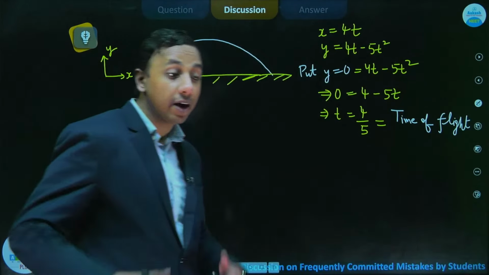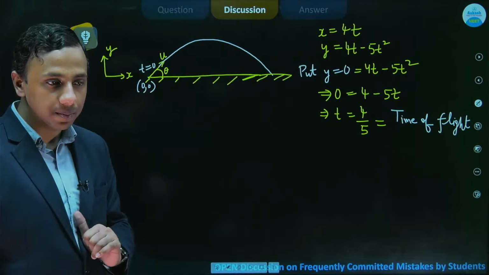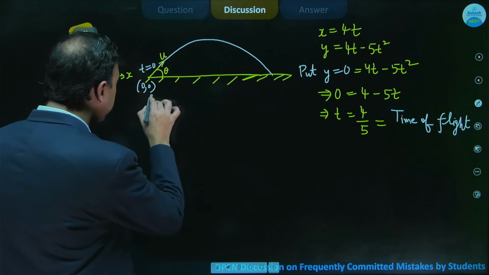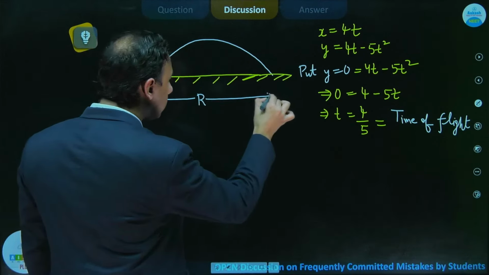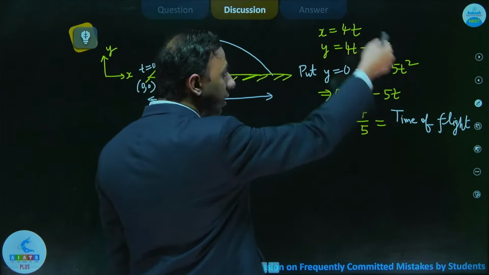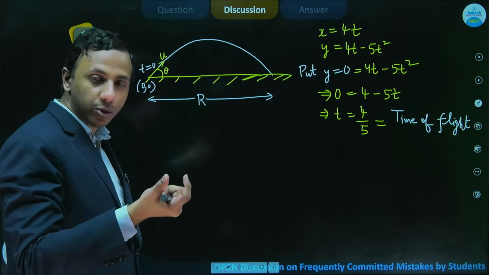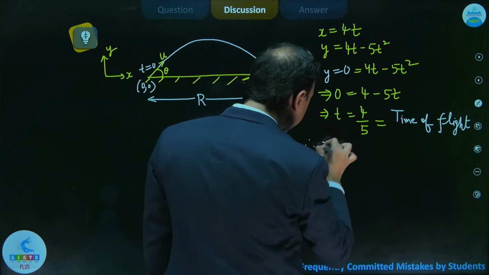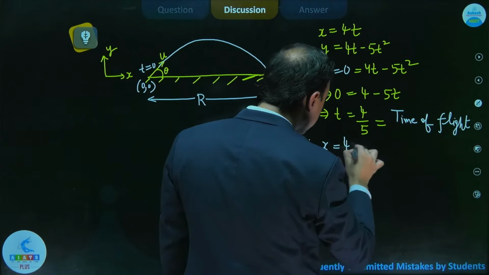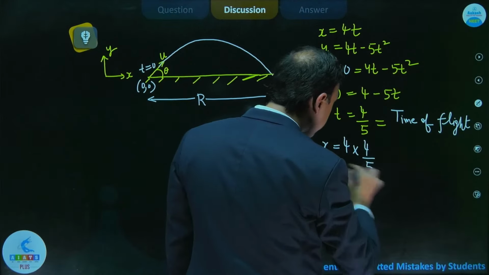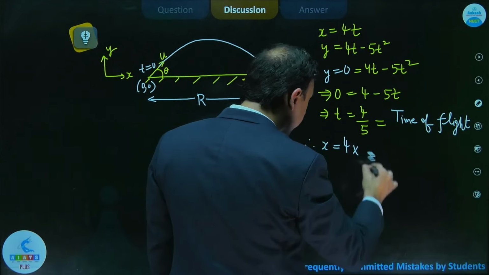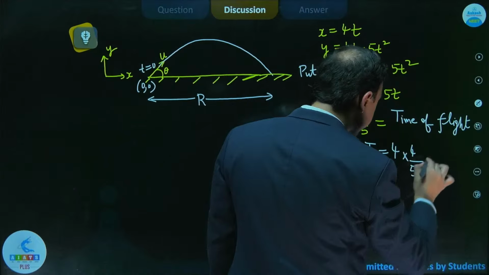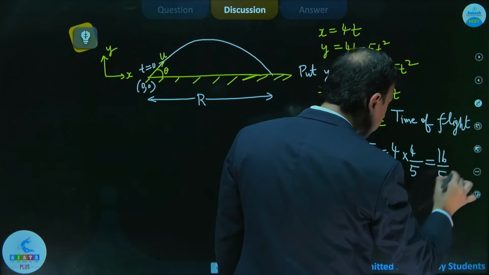So in the question, if they had asked to find the time of flight, you could have done it using the simple method. Now, how do we find the range? Because we are supposed to find the range, weren't we? This range. So what will the range be? You know the time. Take the time and substitute it in this equation, x is equal to 4t, and you will get the value of x over here. So x is equal to 4 into t, that is 4 by 5. Or if you want, I can write 4 into capital T. So 4 times 4 is 16, that is 16 by 5 meters.